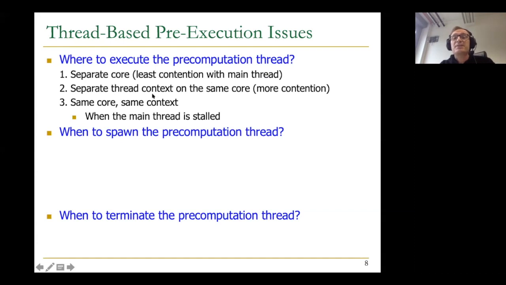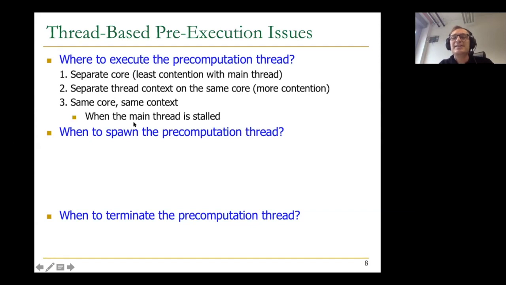You can execute the pre-computation thread on a separate context on the same core in simultaneous multi-threading, fine-grained multi-threading. Clearly, this leads to more contention. So you may actually delay the main thread while executing the pre-computation thread, but you actually have tighter sharing of the caches also. You could do it on the same core, same context, and when the main thread is stalled. Here, you may or may not have contention because the main thread is stalled, it's not executing, but you're flushing its pipeline potentially. So you actually have some overhead on the main thread, and you're polluting the caches potentially if you're on the wrong path in all of these cases actually.